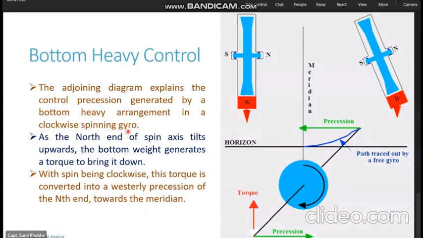In a spinning gyro, as the north end of the spin axis tilts upwards, the bottom weight generates a torque to bring it down. With the spin being clockwise, this torque is converted into a westerly precession of the north end, taking it back towards the meridian. So irrespective of whether we have an anti-clockwise spinning gyro with a top heavy arrangement or a clockwise spinning gyro with a bottom heavy arrangement, in both cases a similar effect can be generated.